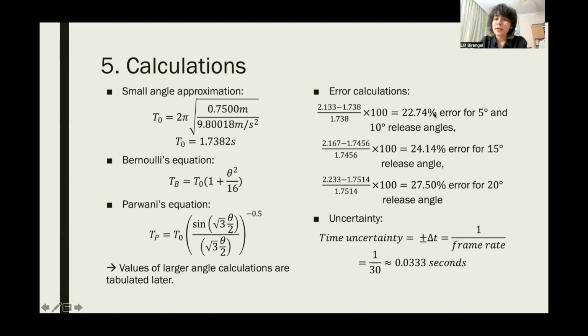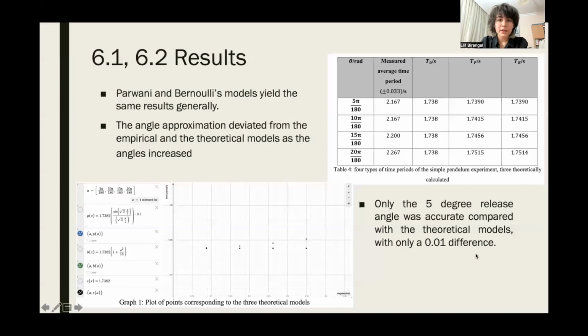So for error calculations, I used, for 5 and 10 degrees, so that is the smaller angles, the small angle approximation results. And for 15 and 20, these two larger angle results. And my uncertainty is 1/30 because it's a 30 FPS camera. So here are my results tabulated.